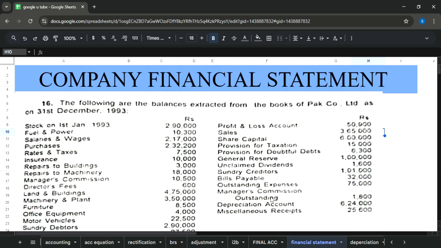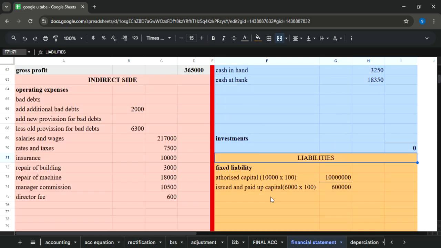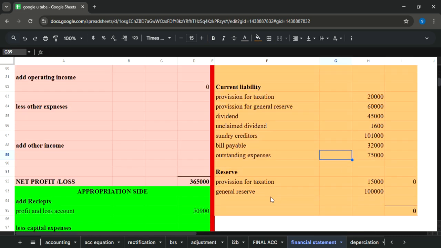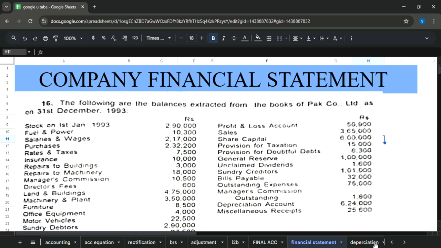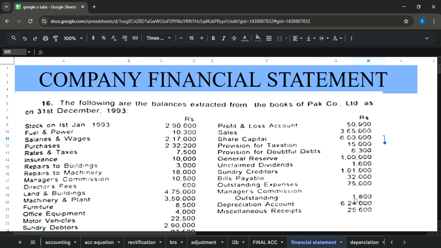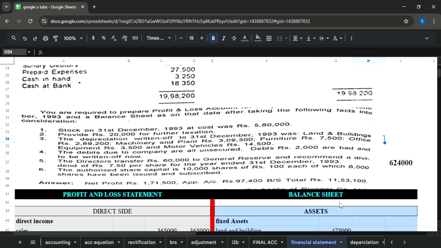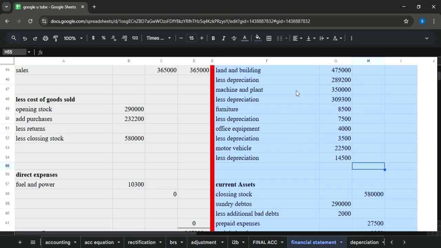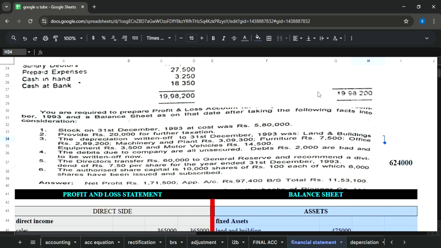Manager commission outstanding, the nature is the same. So here we will mention manager commission outstanding, and we don't have any further place for the current liability side. Commission outstanding 1800. Write it down in the current liability side. After that we have depreciation, and all of the depreciation is mentioned over here in the fixed asset side.